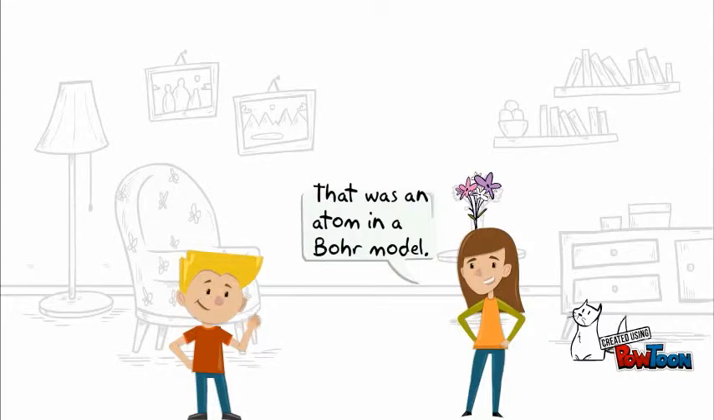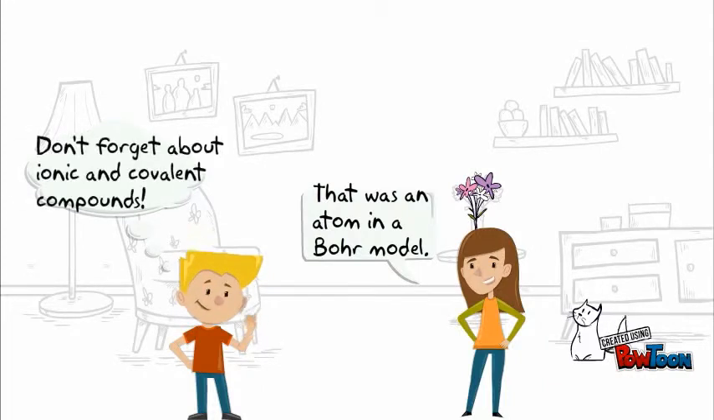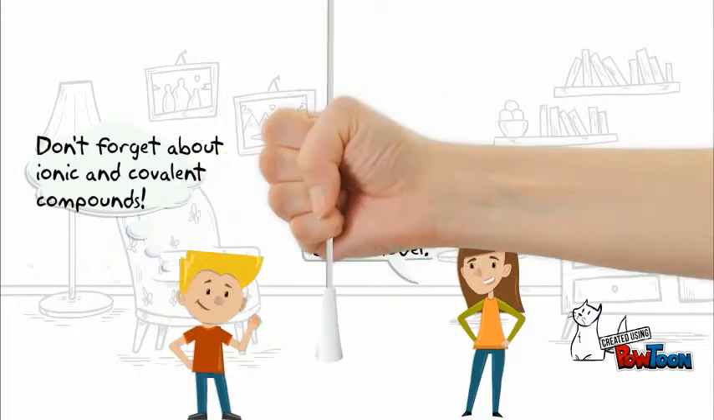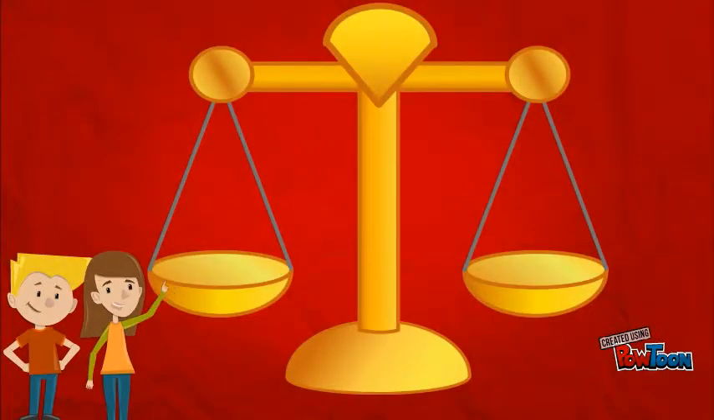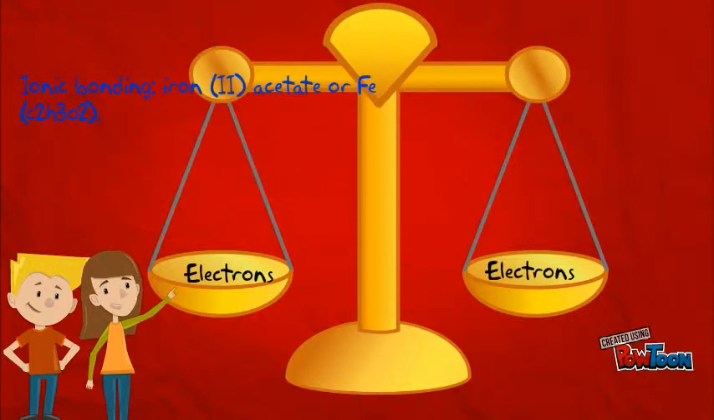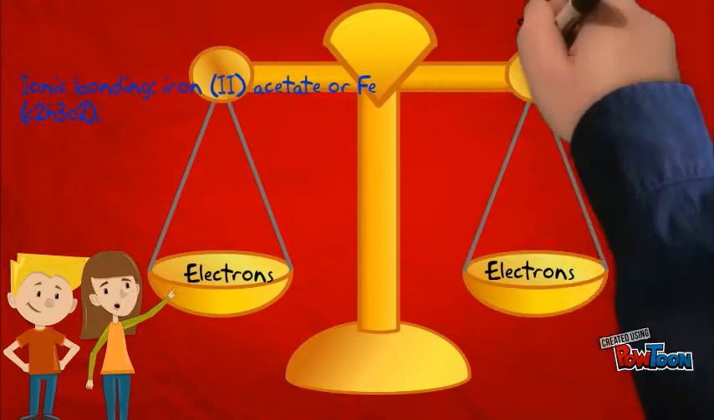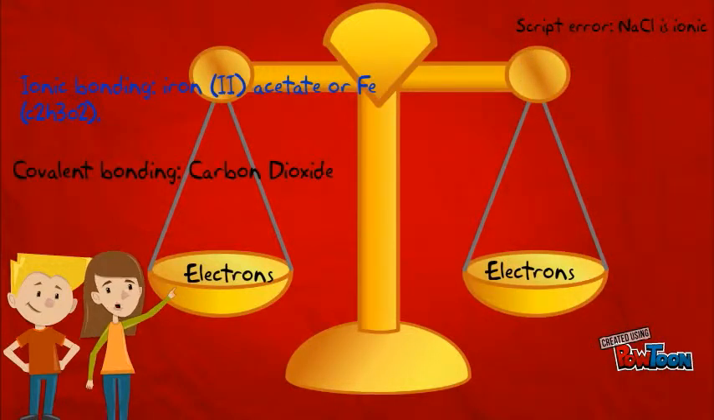There are also ions and molecular or covalent compounds. For ionic and covalent bonds, you must balance them. In ionic bonding, the atom gives away an electron. Covalent bonding is when they share an electron. Here's an example of ionic bonding. And this is an example of covalent bonding, or as we call it, table salt.